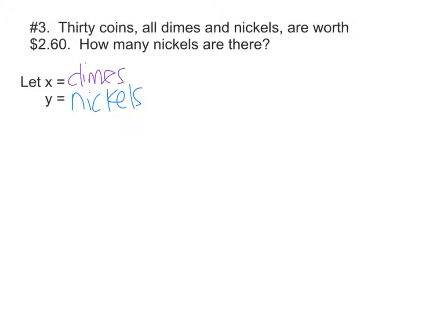So going back into the problem, we are told that there are 30 coins that are dimes and nickels. We don't know how many of each type we have, so we can use that information to write an equation. So we know we have so many number of dimes plus so many number of nickels to give us 30 coins altogether. The second part of this problem says that it's worth $2.60. So we want to figure out, again, how many nickels are there. So we're going to use an equation.